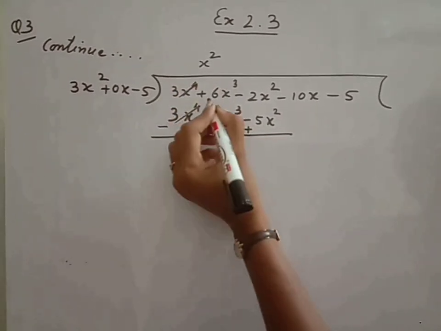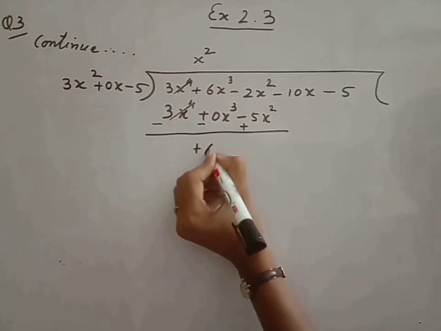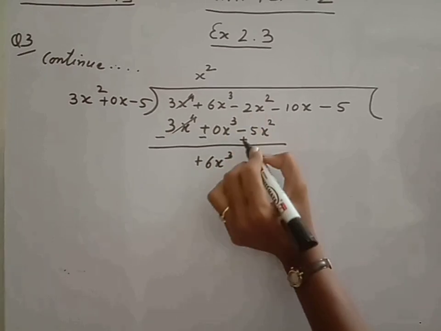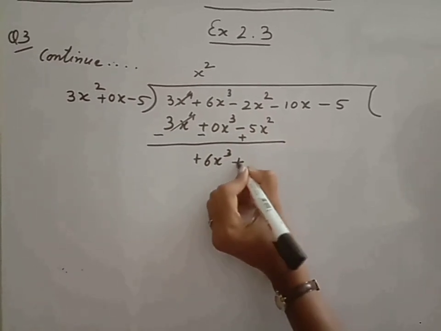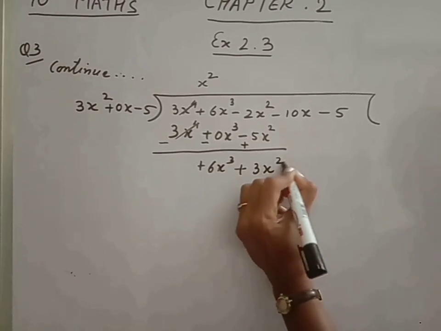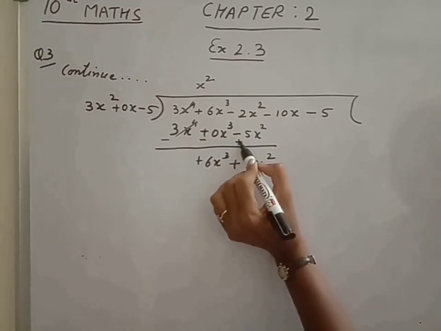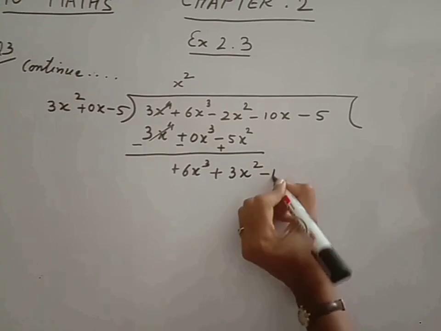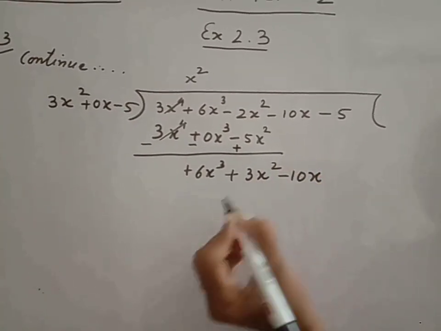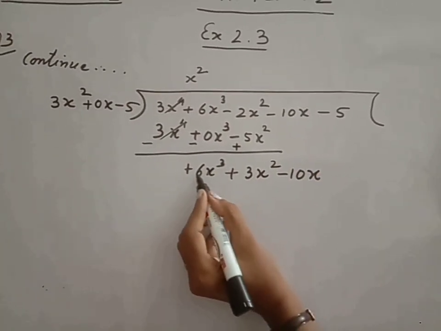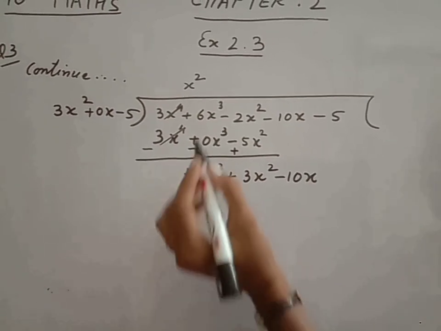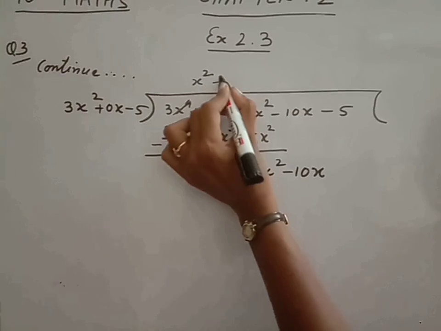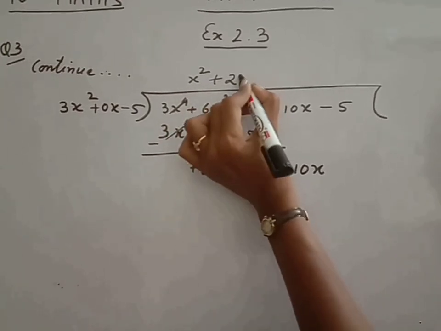This gets cancelled. This plus 6x cube, because this whole is 0. Now minus 2 plus 5 is plus 3x square. Again minus 2 plus 5 is plus 3. Now I will take minus 10x down. Now what should be multiplied to get 6x cube? So this is already 3, so I will multiply by 2x.